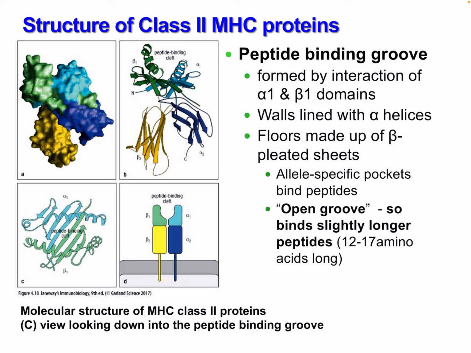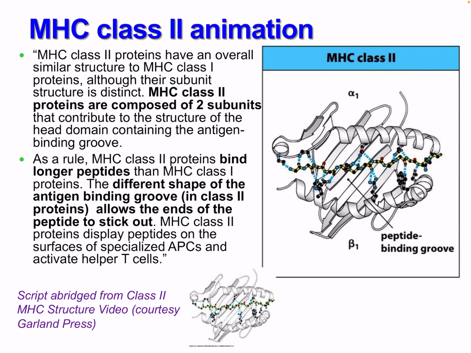So the peptide binding groove in class 2 is formed by the interactions of the alpha 1 and beta 1 domains. The walls are lined with alpha helices, and the floor is made up of beta sheets, similar to class 1. It also has allele-specific pockets which bind peptides, and in comparison to MHC1, which had a closed groove, MHC2 has an open groove. So this means that it can essentially bind longer peptides, 12 to 17 amino acids long. So we can see here the longer peptide binding groove that allows it to bind longer peptides.